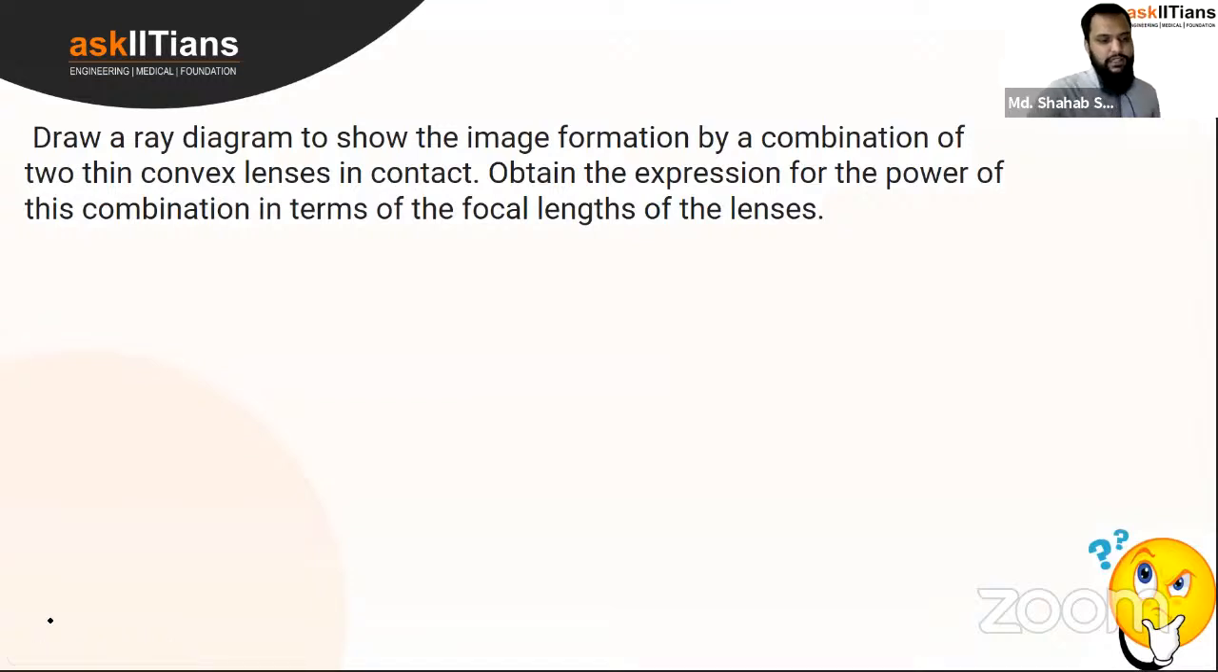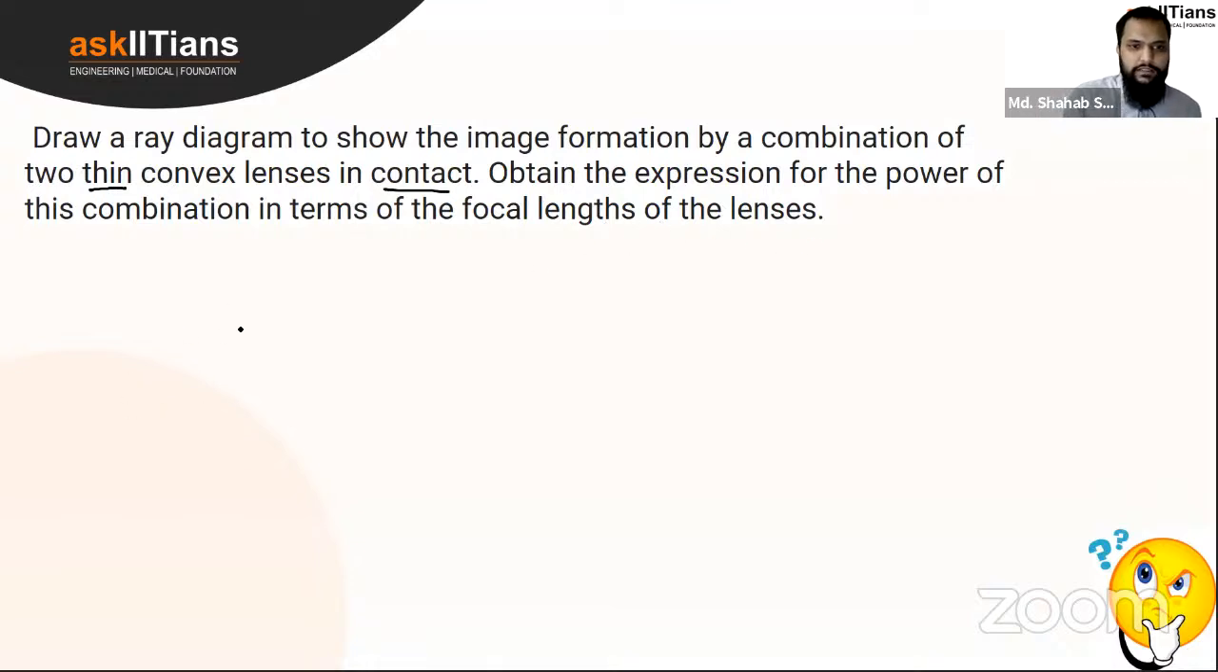Now there is last question. Let's do this quickly and then we will finish it. This one is the last question. Draw a ray diagram to show the formation by a combination of two thin convex lenses in contact. Ray diagram we have to draw. Obtain the expression for the power of the combination in terms of focal length of the lenses.